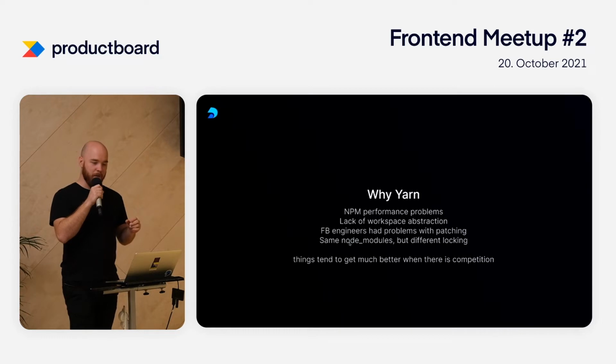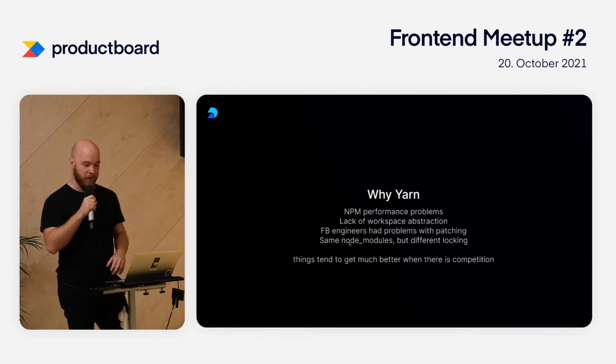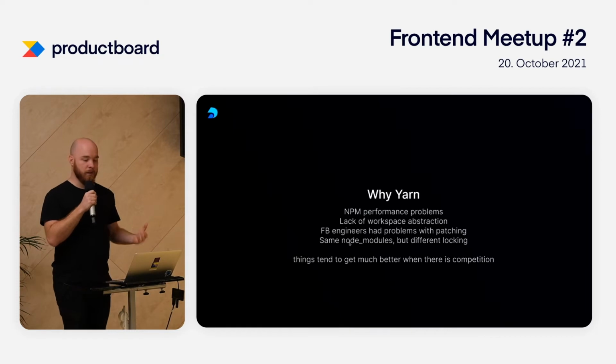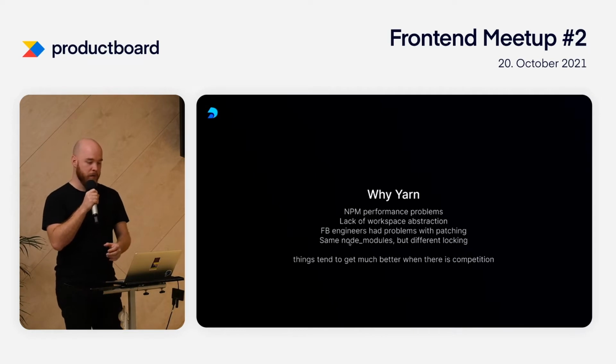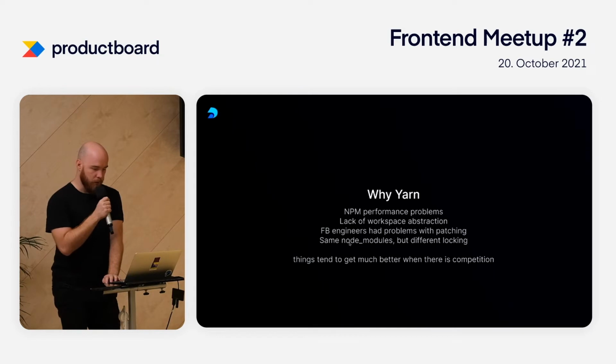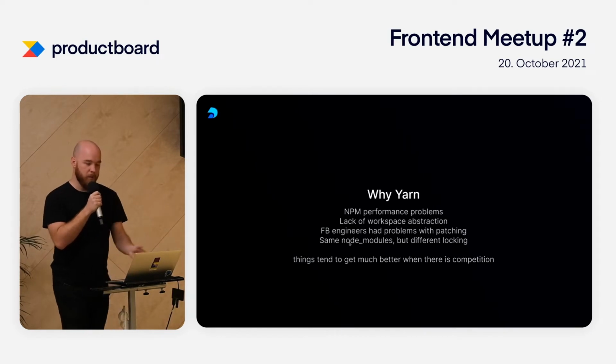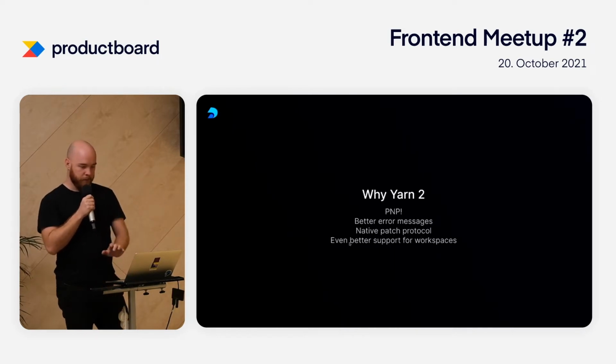And then the development on this was kind of closed, and when we were sending some pull requests, they didn't accept them, and there were like 200 issues. But well, anyway, things tend to get better when there is competition. So all in all, these days Yarn is great, but also NPM is quite good. Okay, this slide was about why Yarn, mainly because NPM had performance problems.